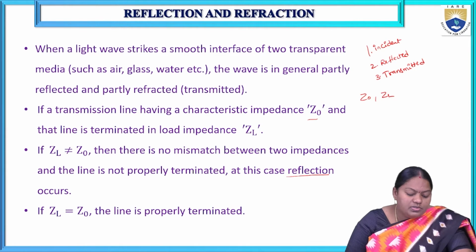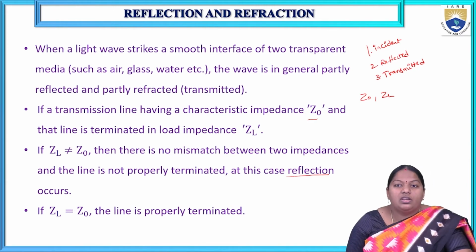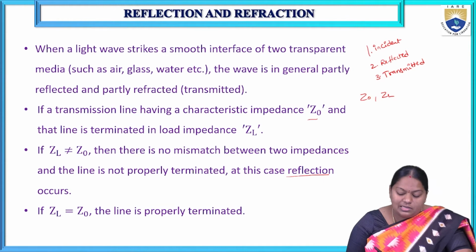Next, if ZL is equal to Z0, that is, the load impedance is equal to the characteristic impedance Z0, then the line is said to be properly terminated. In this case, the incident wave is transmitted to the next medium. This is the case where refraction occurs.